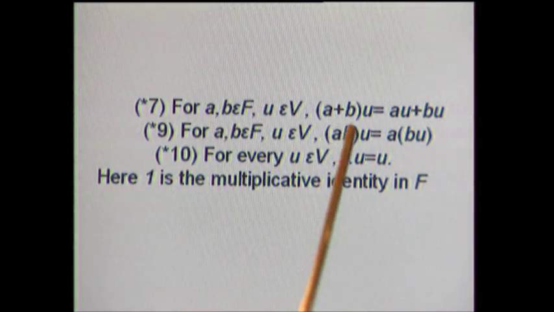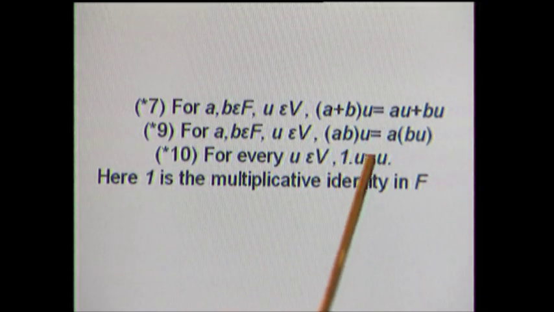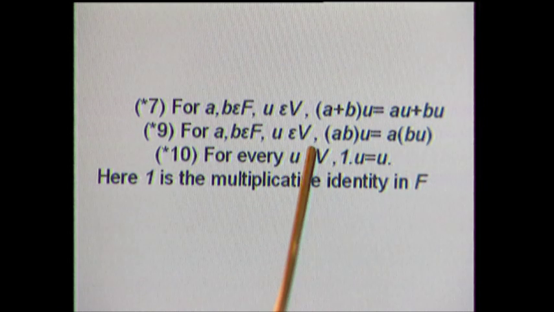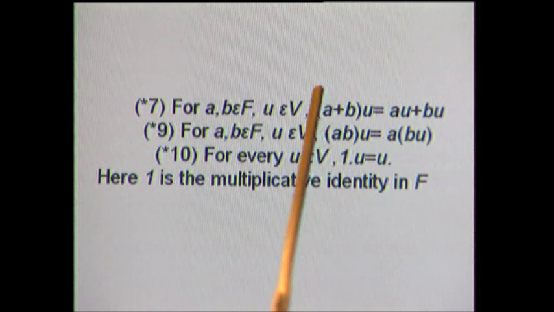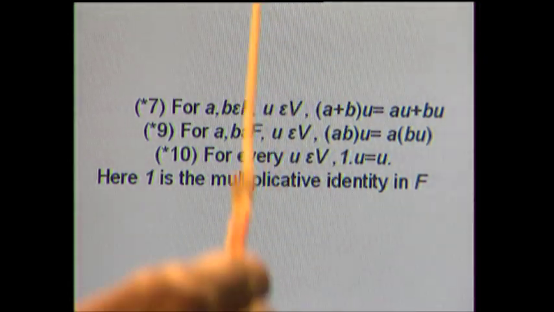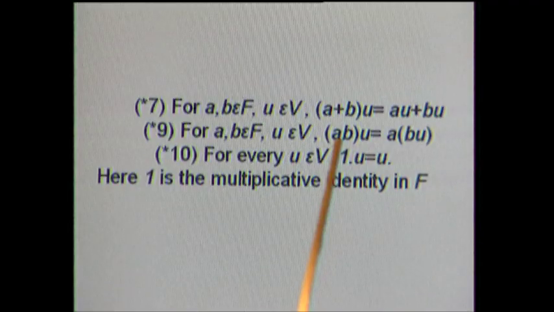The final property says 1 into u should be u for all elements u in V, and if we have a non-empty set V with plus and dot satisfying all these 10 properties, we say (V, plus, dot) is a vector space over the field F.